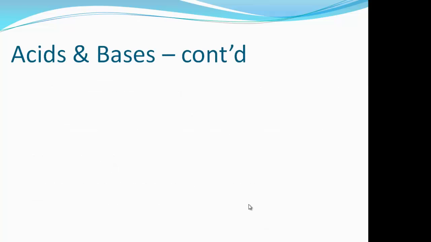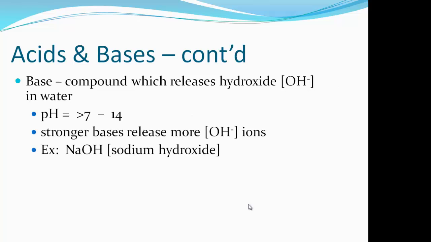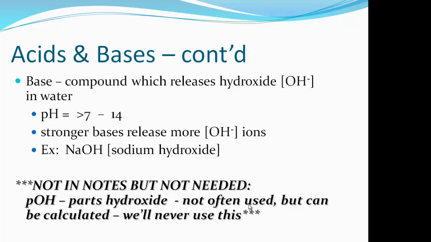Again, our example was hydrochloric acid. We talked about bases. Our example was sodium hydroxide. Bases have a pH from 7 to 14. Something that you might be exposed to in chemistry later on is parts hydroxide. Basically, that's the opposite of parts hydrogen. So you're looking at the concentration of hydroxide ions here. It's a different scale. You might cover that in chemistry, but just to let you guys know, we're not going to use that. But all you would do is subtract the concentrations to find that.